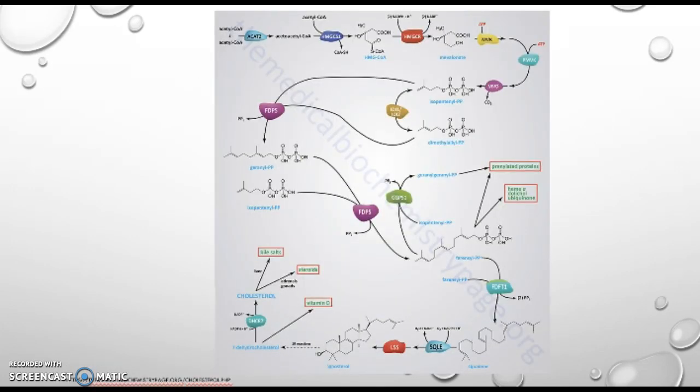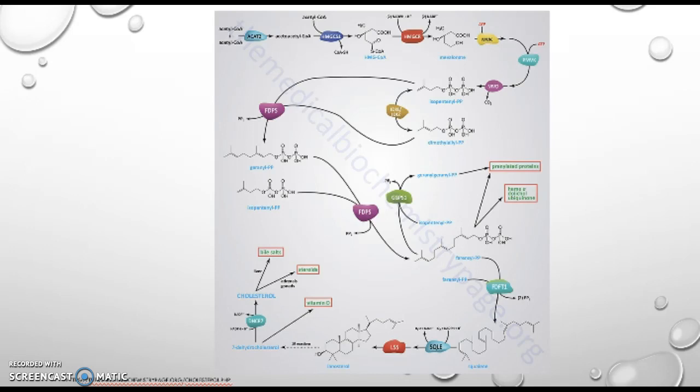Next, here's the full cholesterol biosynthesis pathway. We're going to focus on the initial steps. The initial steps of the cholesterol biosynthesis pathway are called the mevalonate pathway, which we're going to talk about. But generally speaking, I can walk you briefly through this pathway.